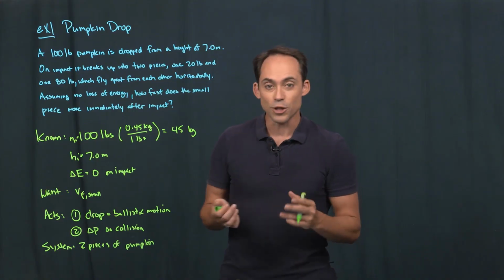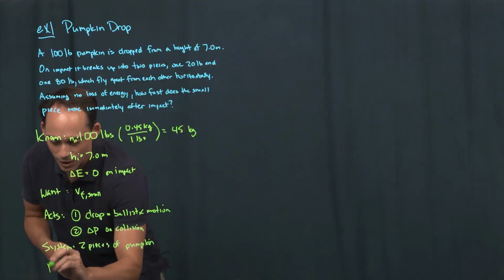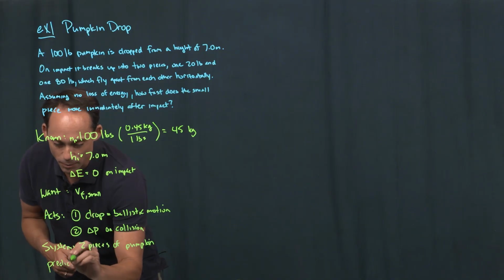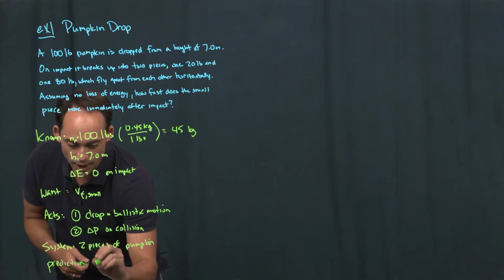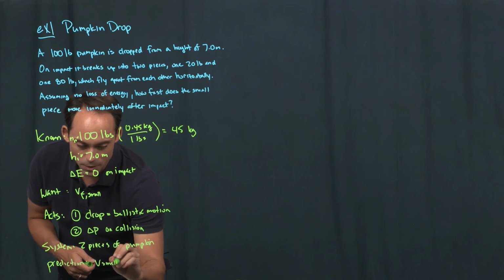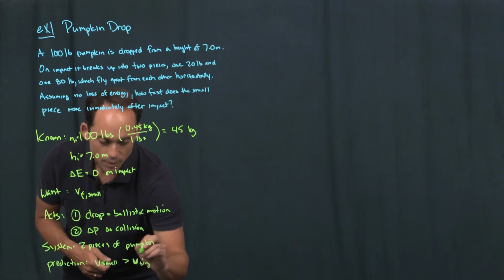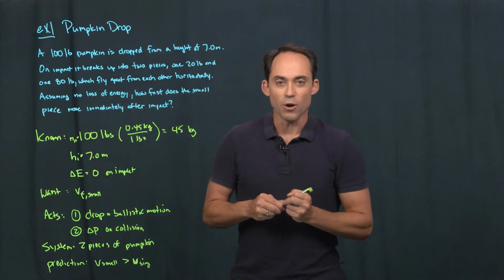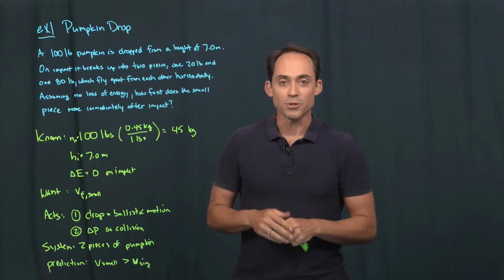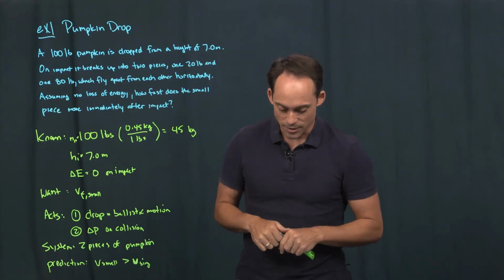And we can make some predictions about the motion. It's very hard to make a prediction of the speed, but we can say that the speed of the small piece is probably going to be bigger than the speed of the big piece, just because of what we know about how momentum is transferred between objects of different masses.